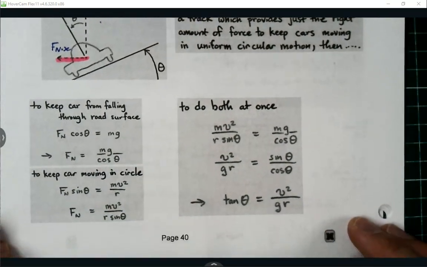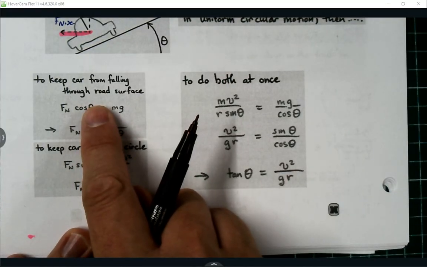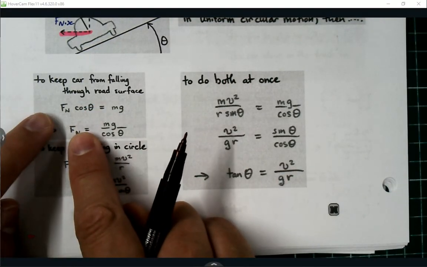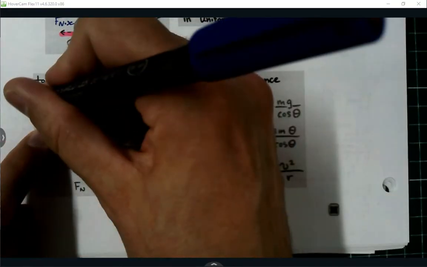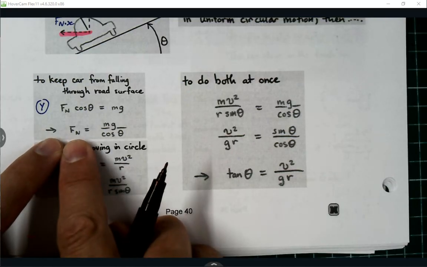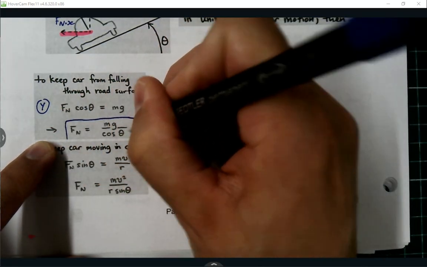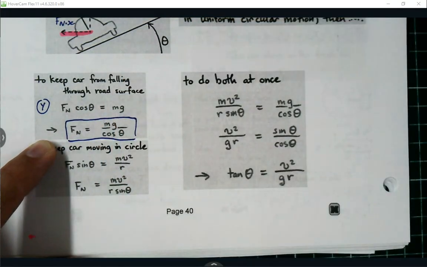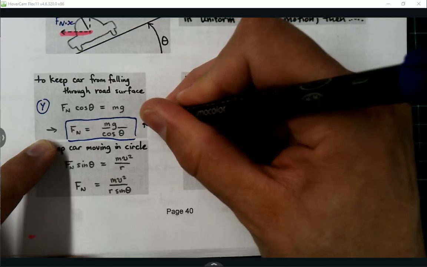And I come down here, and I say, okay, to keep the car from falling through the road surface, I want to say F normal cos theta has got to be equal to gravity. I know I already said that out loud, but this is my y thinking. F normal cos theta has got to be equal to force due to gravity. That's going to keep it from falling, which means that F normal, if I rearrange, could be isolated to be mg over cos theta. Now I want to call this one my equation 1 for this page.